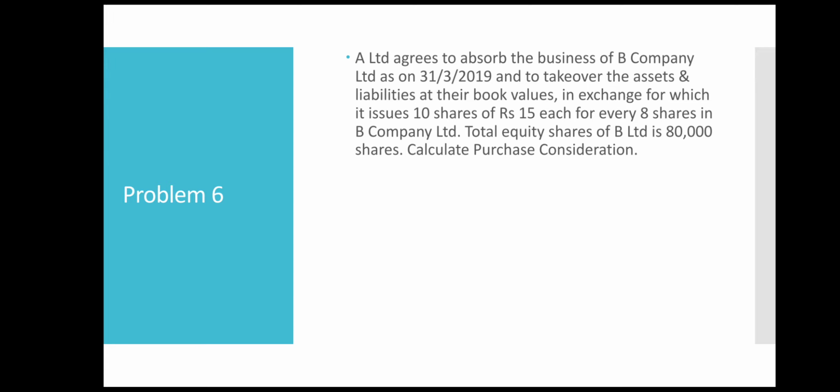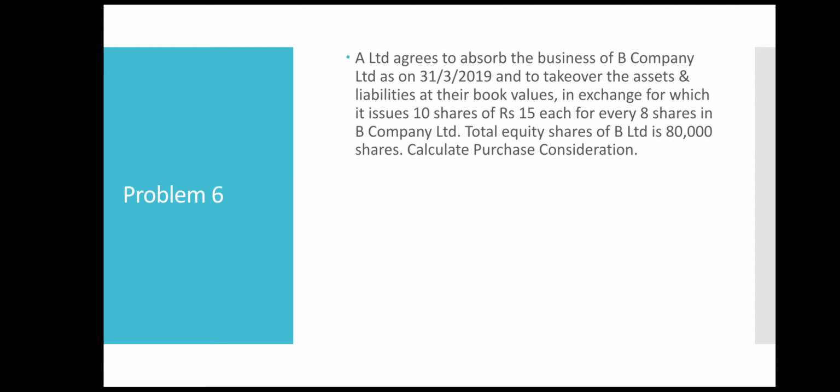A Limited is going to issue 10 shares for every 8 shares in B Limited. So in the selling company, if you have 8 shares, in the new company you will get 10 shares. So here the ratio is 8:10. Suppose you have 8 shares in B Company, you are going to get 10 shares in A Limited. This is the very important calculation which you have to understand, and the value of every share is rupees 15 each.